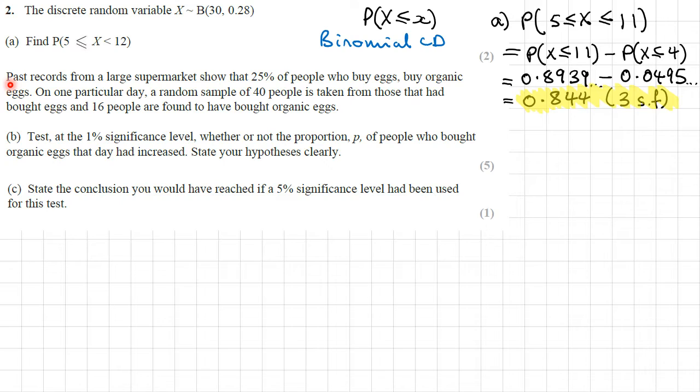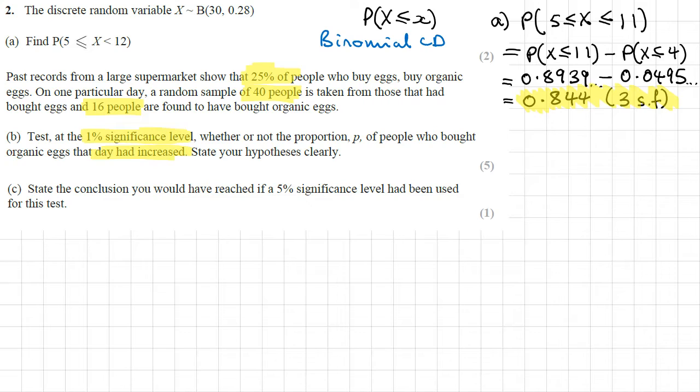Okay, part B. Past records from a large supermarket show that 25% of people who buy eggs buy organic eggs. On one particular day, a random sample of 40 people is taken from those who had bought eggs, and 16 are found to have bought organic eggs. What we want to do is test at the 1% significance level whether or not the proportion P of people who bought organic eggs on that day has increased.